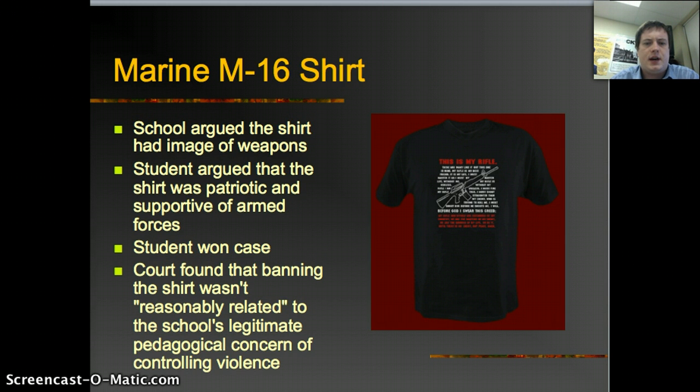Another case of a weapon on a shirt. The student argued that it was a patriotic display. The student won that case, in this instance, because the court found that banning the shirt wasn't reasonably related to the school's legitimate pedagogical, its teaching concern of controlling violence.